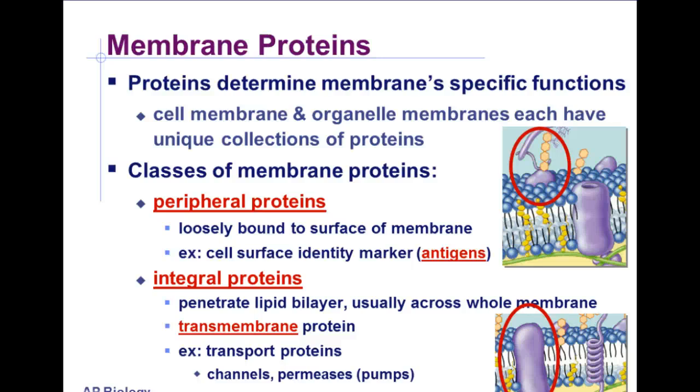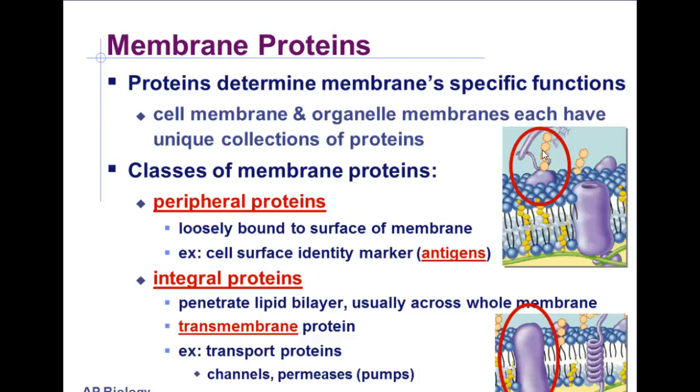First are the peripheral proteins, which are loosely bound to the surface of the membrane. Also write that an example of a peripheral protein would be an antigen. You saw it introduced in the previous slide. Also write that antigens are referred to as cell surface identity markers. There's a great example of one right here, a little pictorial of an antigen or a cell surface marker. This is very important to your immune system. It needs to know which cells are yours and which are foreign, so it knows which cells to attack.